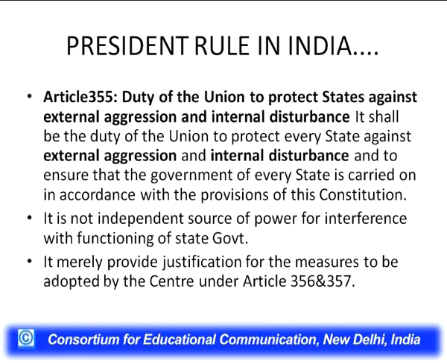And second is the duty imposed on the central government by Article 355 of the Constitution: the duty to see that the government of every state is carried on in accordance with the provisions of the Constitution. In performance of this duty, the Center can interfere with the functioning of the respective state government. But Article 355 is not an independent source of power for interference with the functioning of the state government.